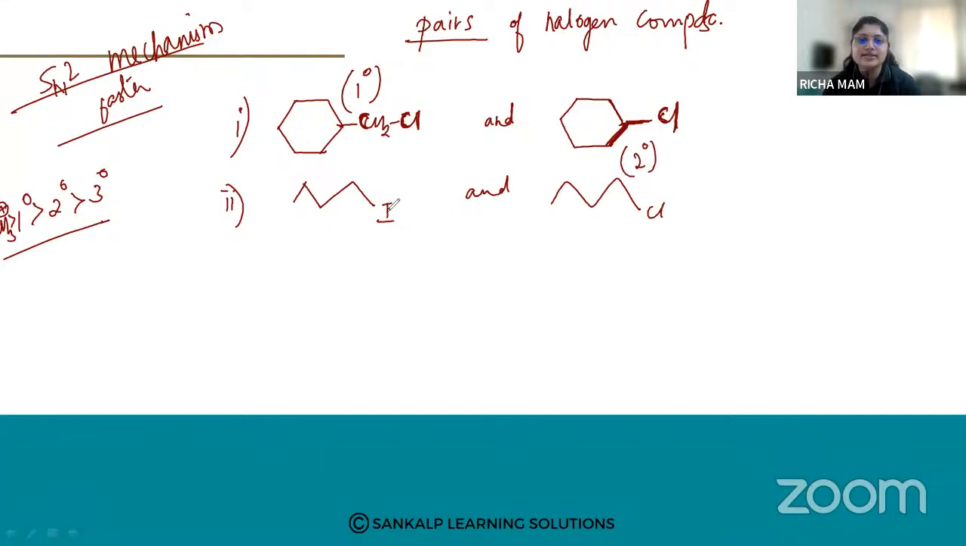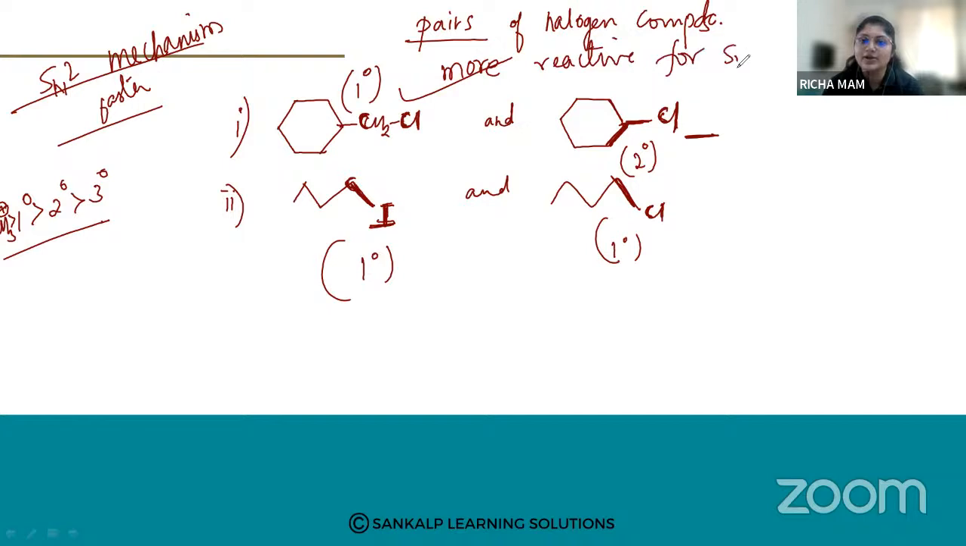Now here, see this. Your iodo is attached directly to only one carbon, so this is also primary. Now here, Cl is directly attached to one carbon, so this is also primary. As compared to this one, this is a primary alkyl halide, so this is more reactive for SN2 mechanism. So this first one is more reactive for SN2 mechanism.